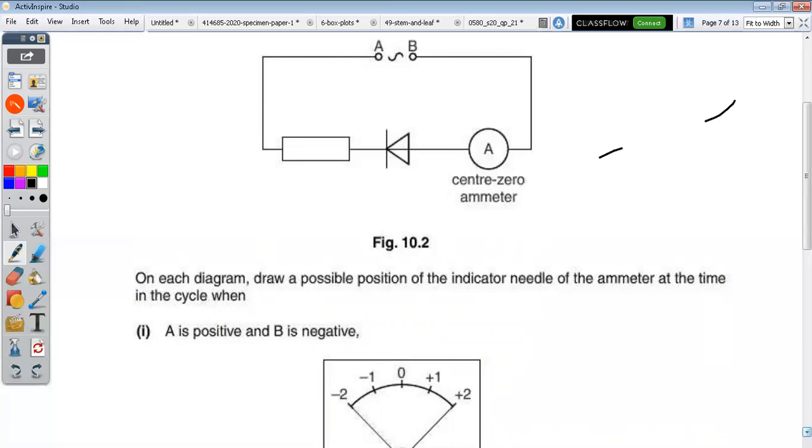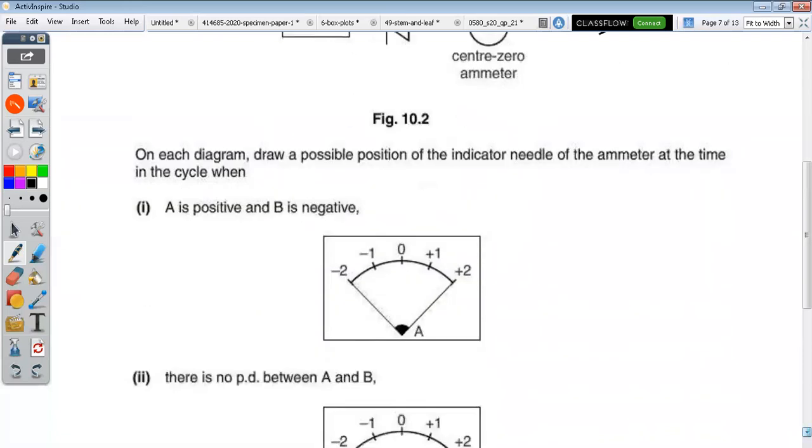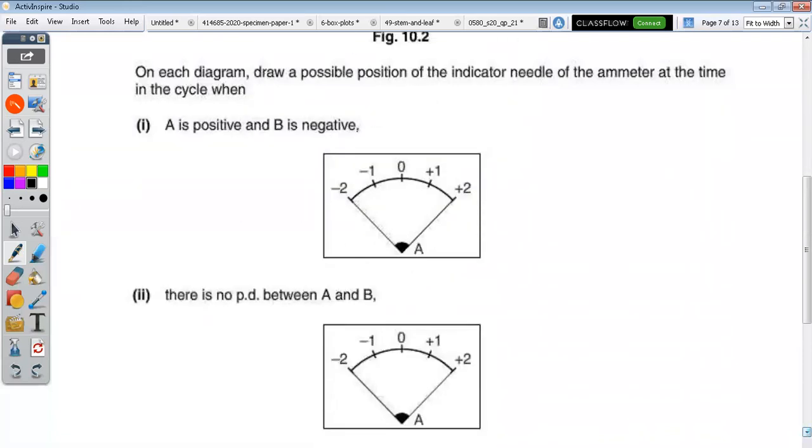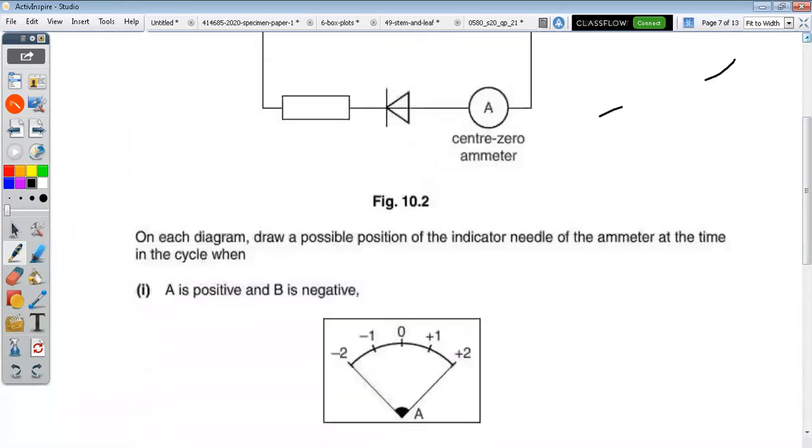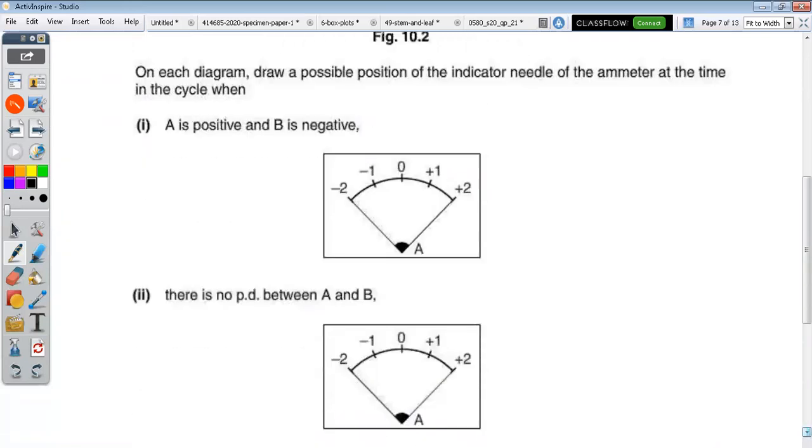A is positive and B is negative. Then there is no PD between A and B. So no PD, what do you expect the galvanometer to be at? The galvanometer to be at zero. Clear? The needle of the galvanometer, if there is no voltage, should be at zero. No current flows, no potential.